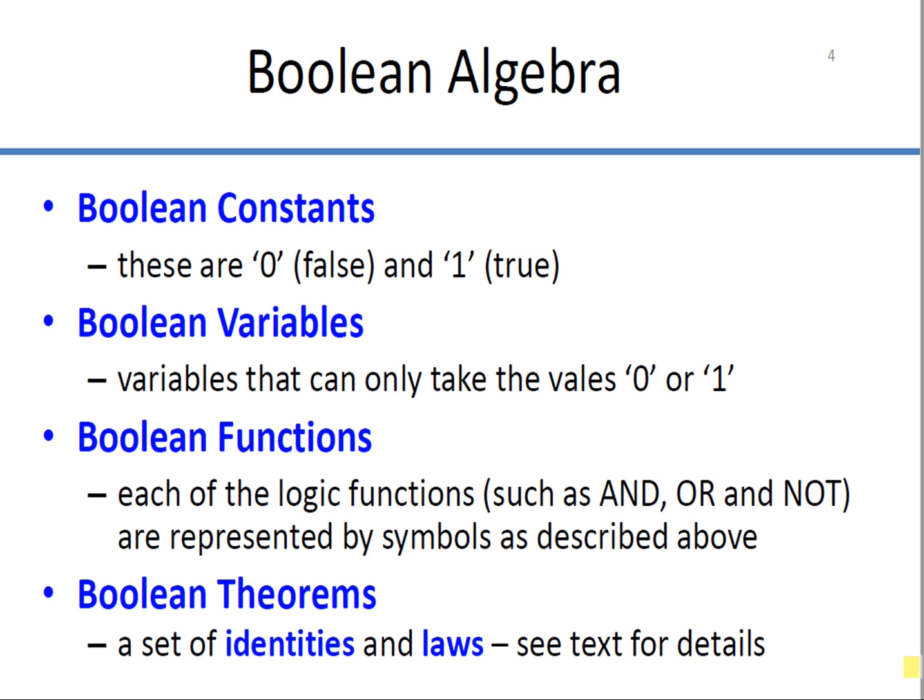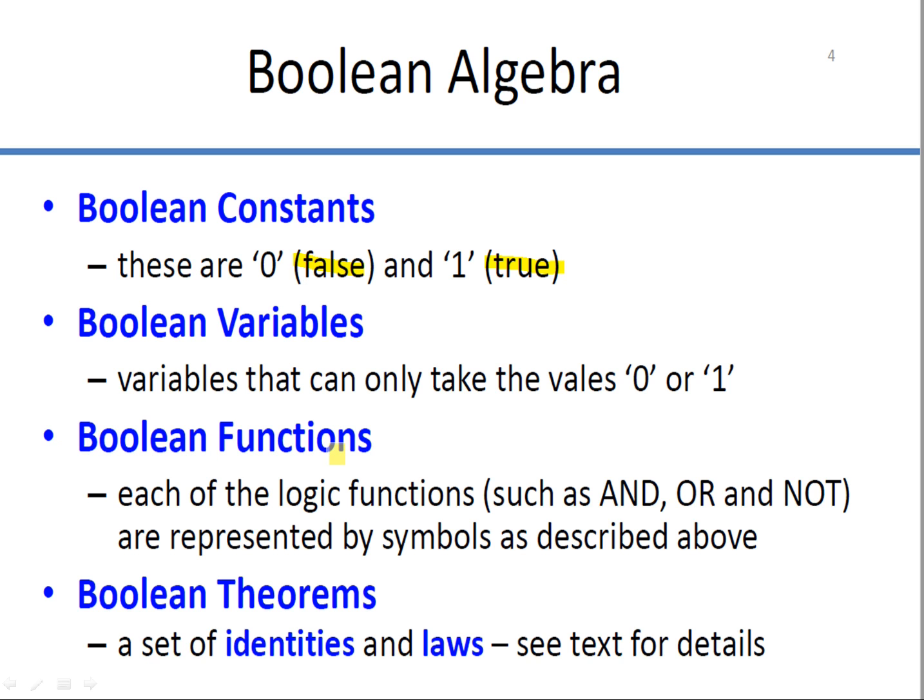Next, Boolean constants. We know that Boolean algebra deals with binary number system, and it has two values, 0 and 1. So 0 is false and 1 is true. Next, Boolean variables. Variables that can only take the values 0 or 1. In any Boolean expression or logical expression, it can have n number of variables, but those variables can have only values 0 or 1.